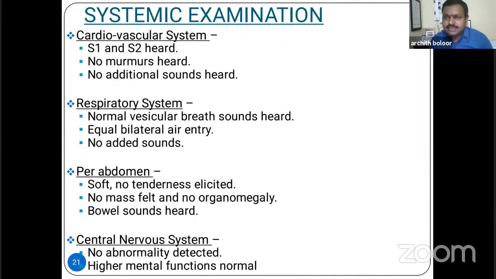It can happen bilaterally. Why does it happen? How does the fluid reach the pleural space from the peritoneal space?